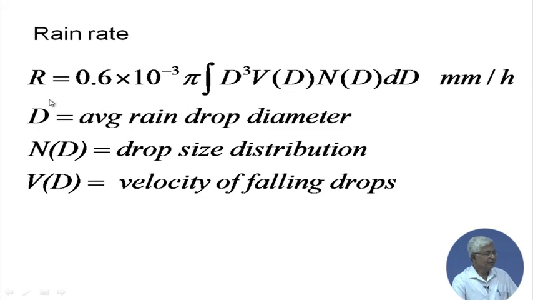So, the model relation is the rain rate is equal to 0.6 into 10 to the minus 3 pi times the integration of raindrop diameter cube, velocity of raindrop, and the drop size distribution, that will be available in millimeter per hour. And this is a measurable quantity. Our meteorological departments, and many other agencies also, measure over an area how many millimeter of rainfall has happened in an hour.